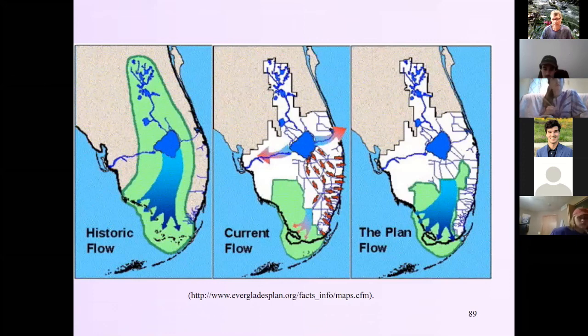So another example of where water's flowing historically out of Lake Okeechobee, flowing down in a big sheet across. Now much of it's shot out through canals all the way down through Miami and through these two outlets of Okeechobee to the ocean, and almost none of it makes it out. So the plan is to try to revert most of that flow back through the Everglades.